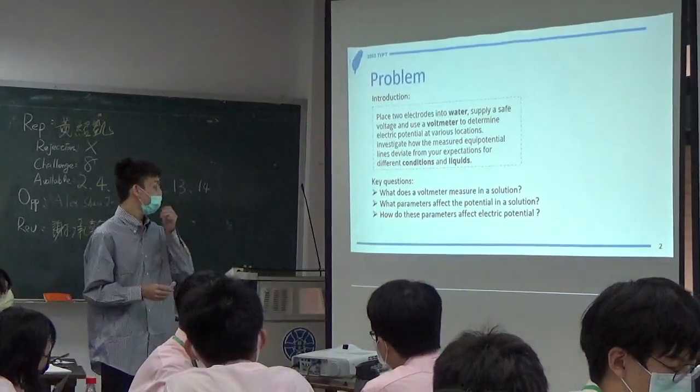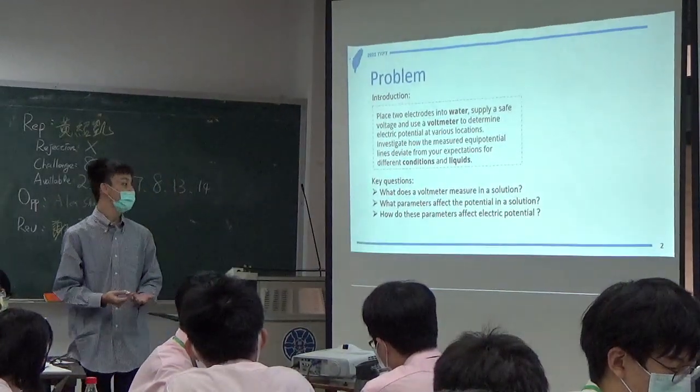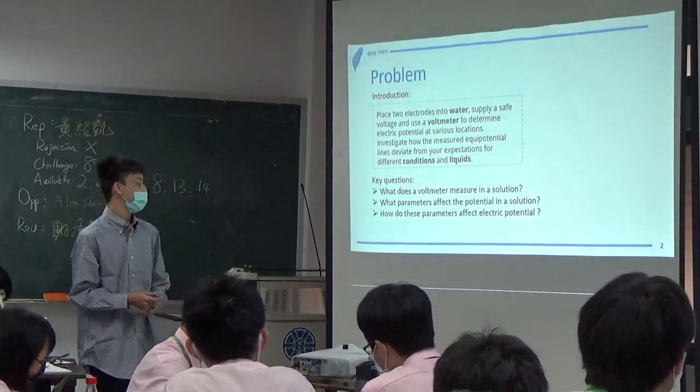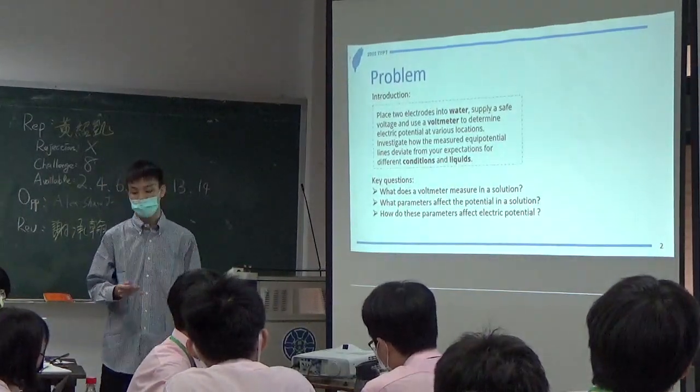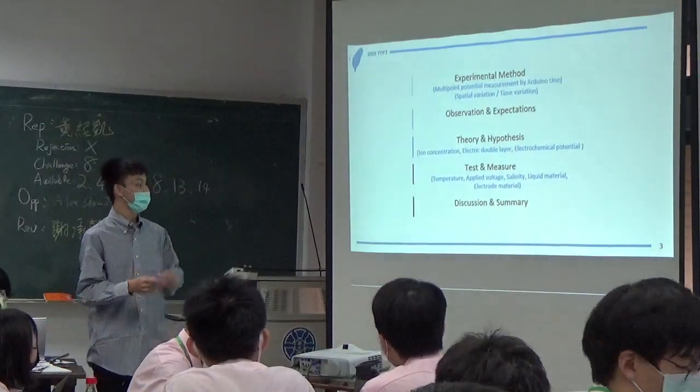So in our view, there are three key questions to consider. First, what does the voltmeter measure in a solution? What parameters affect the potential in a solution? And how do these parameters affect electric potential? And here's an overview of our presentation.